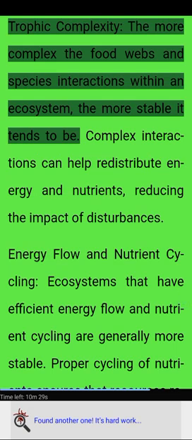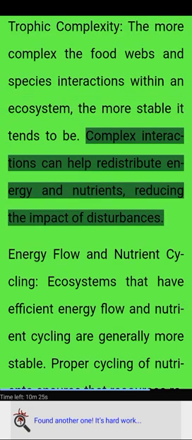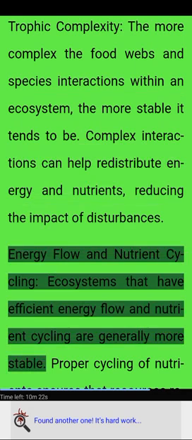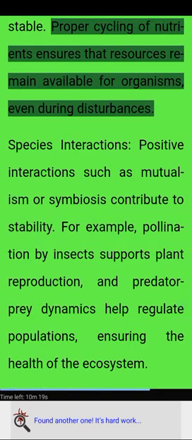Trophic complexity. The more complex the food webs and species interactions within an ecosystem, the more stable it tends to be. Complex interactions can help redistribute energy and nutrients, reducing the impact of disturbances. Energy flow and nutrient cycling. Ecosystems that have efficient energy flow and nutrient cycling are generally more stable. Proper cycling of nutrients ensures that resources remain available for organisms, even during disturbances.